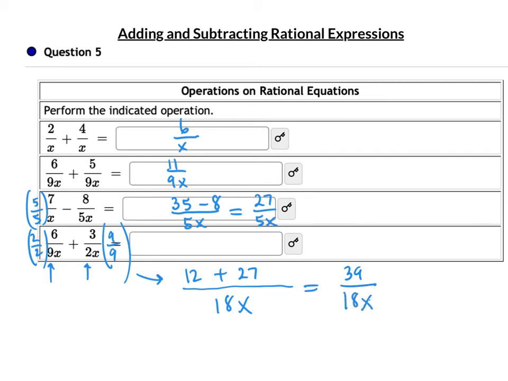Now, if 18 and 39 were divisible by a number, I would need to simplify this fraction. 39 is 3 times 13, and 18 is 3 times 6. Because I have times here, that's the only reason this works. If there was addition, it would not work. I can divide both by 3, and I get 13 over 6. My answer then is 13 over 6x.